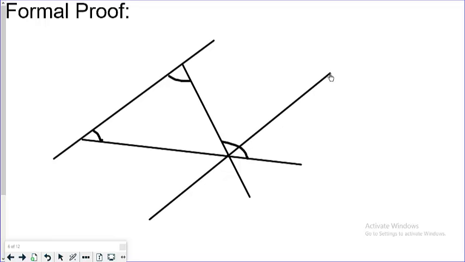So do that, then you have something like this. Now this is our angle A.